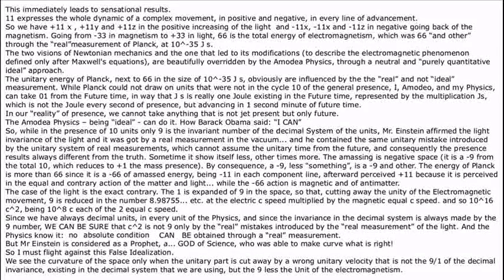obviously is influenced by the real and not ideal measurement, while Planck could not draw on units that were not in the cycle 10 of the general presence. I, Amodeo, and my physics can take 0,1 from the future time, in a way that joule multiplied by second is really 1 joule existing in the future time, represented by the multiplication joule multiplied second, which is not the joule every second of a presence, but advancing in 1 second minute of future time.